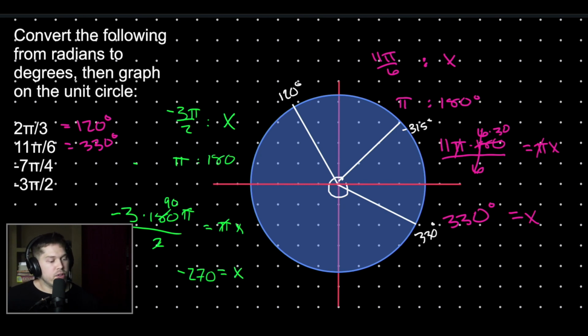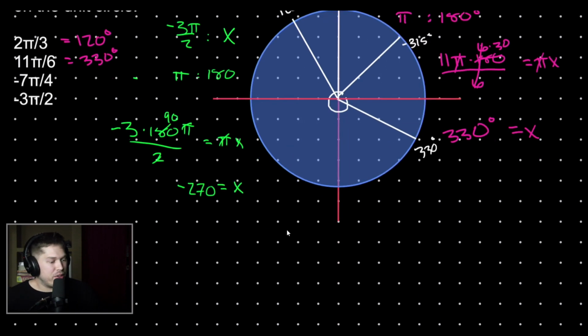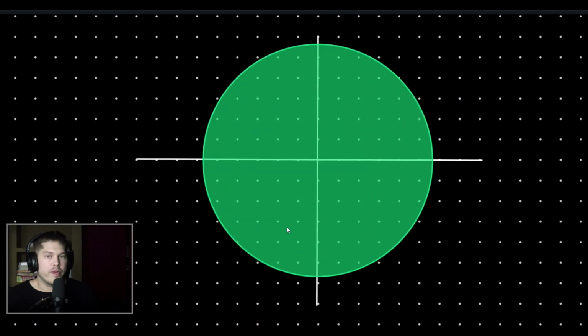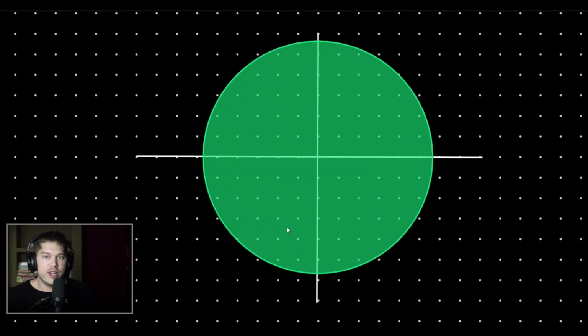So negative 270 degrees, that is going to be straight up here. And so this is negative 270. Excellent, great work, everybody. There's converting from radians and degrees both ways. Now, lastly, real quick, let's try to label this full unit circle doing all the most basic ones.